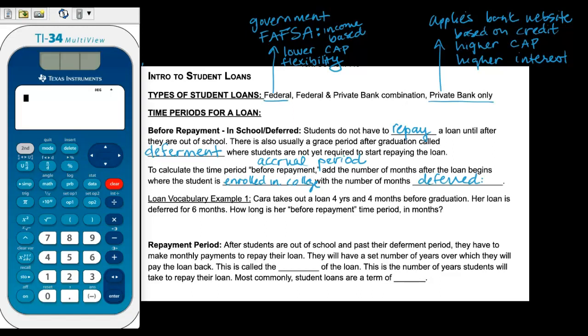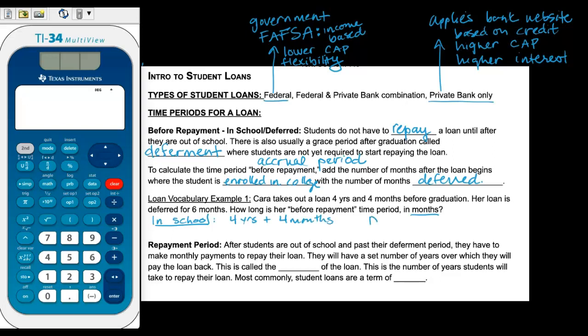So let's look at this example to put this all together. Kara takes out a loan 4 years and 4 months before graduation. Her loan is deferred for 6 months. How long is her time before repayment, or accrual period, in months? So we're going to change all of the years into months. I'm going to look at first when she's in school. So she was in school for 4 years and 4 months.